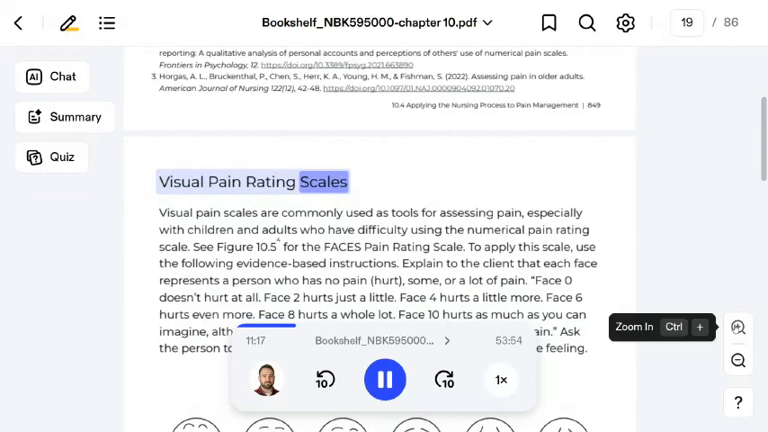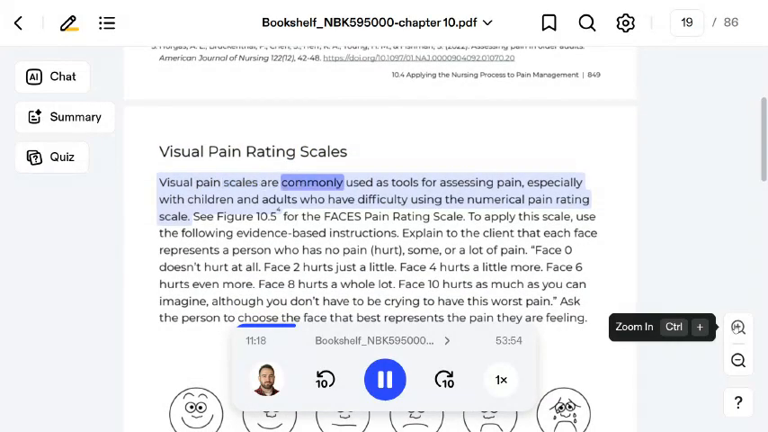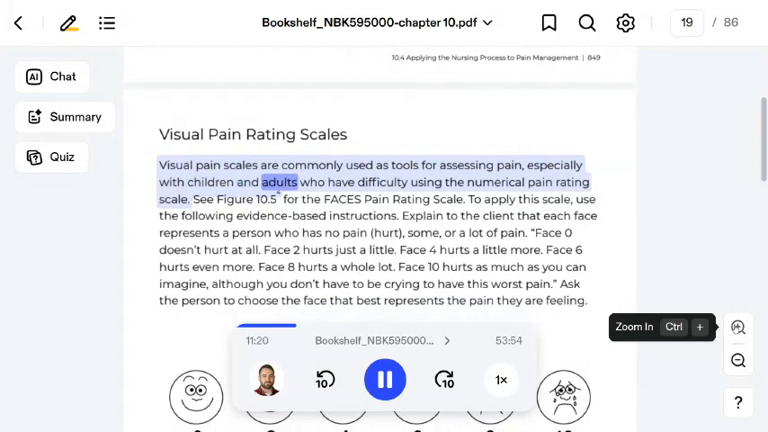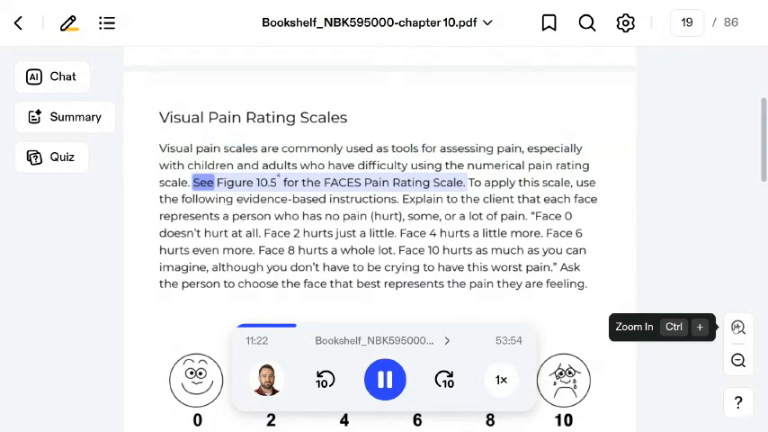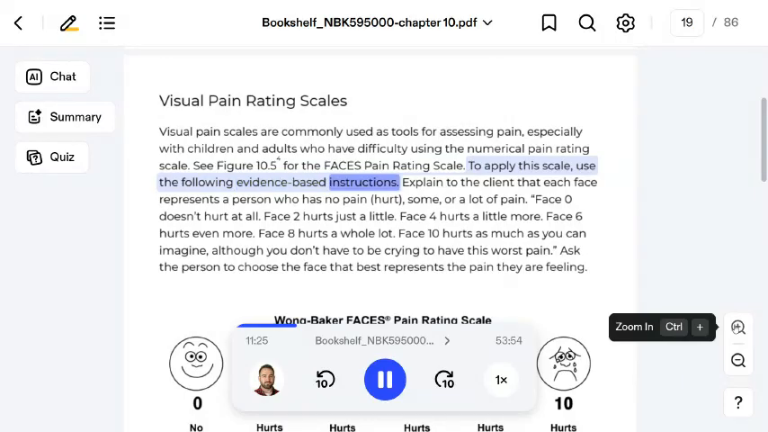Visual pain rating scales. Visual pain scales are commonly used as tools for assessing pain, especially with children and adults who have difficulty using the numerical pain rating scale. See Figure 10.5 for the FACES pain rating scale. To apply this scale, use the following evidence-based instructions.